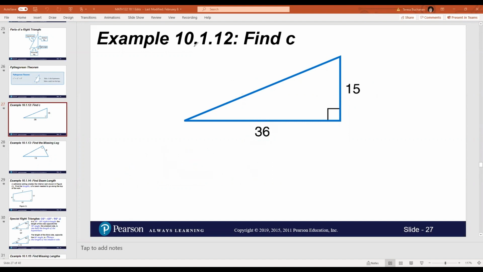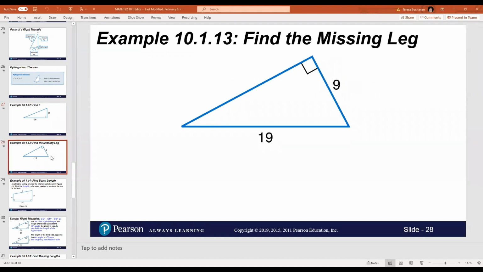So your job here, number 2, is to find not the hypotenuse, but the missing leg. Find this length. And that's not the hypotenuse. The hypotenuse is the longest side. It's the side that's opposite the right angle. So here that C value is 19.